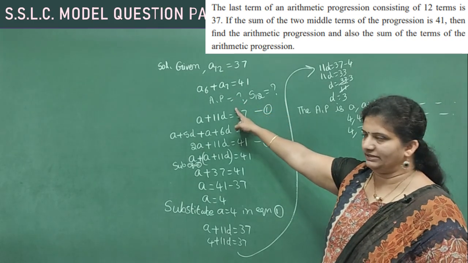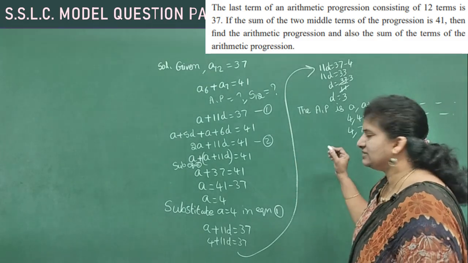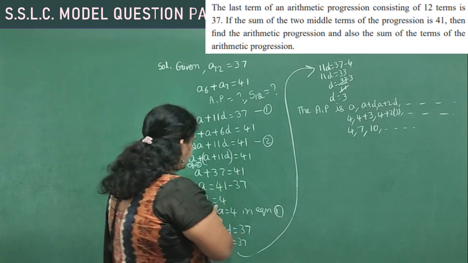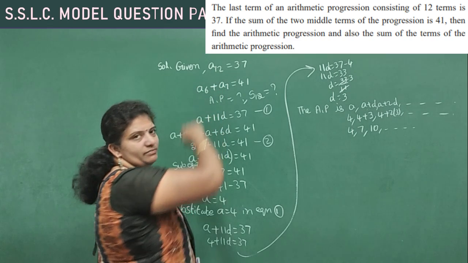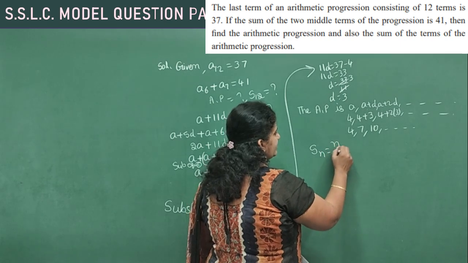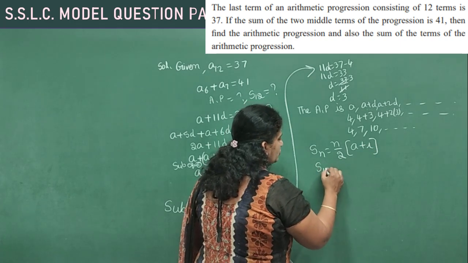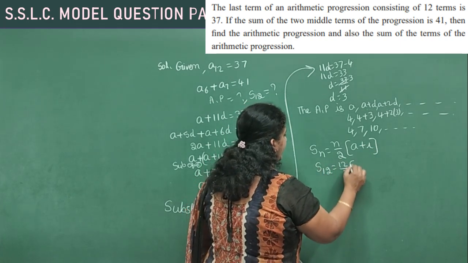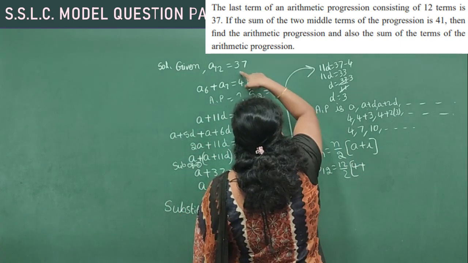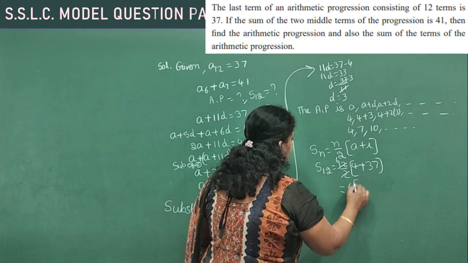Half of the problem is completed. Then coming to the next half, find the sum of these terms, that means the sum of 12 terms. See children, the SN formula: if you know the first term and the last term, A12 is nothing but the last term, then your SN formula will be SN is equal to n by 2 into A plus L. N value is 12. 12 by 2 into A value, how much? 4 we got. Last term, how much is given? 37.